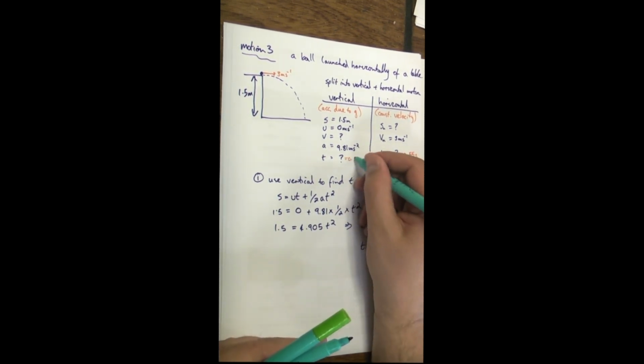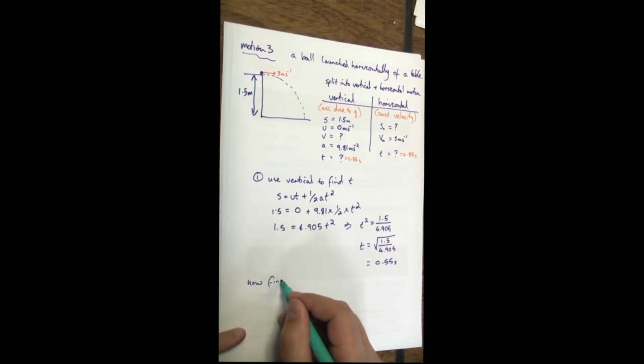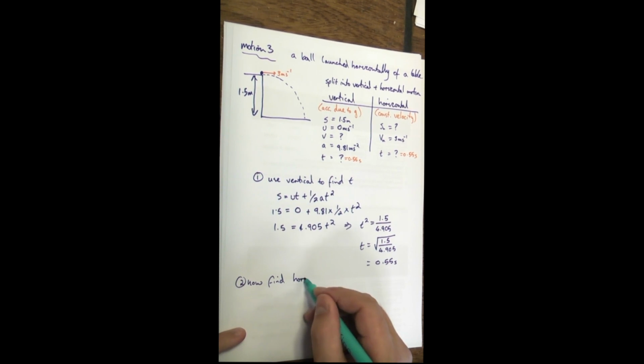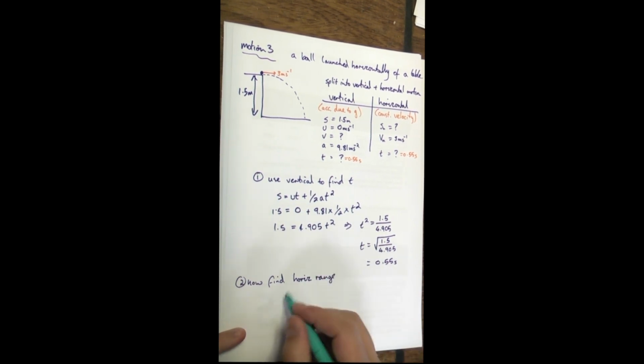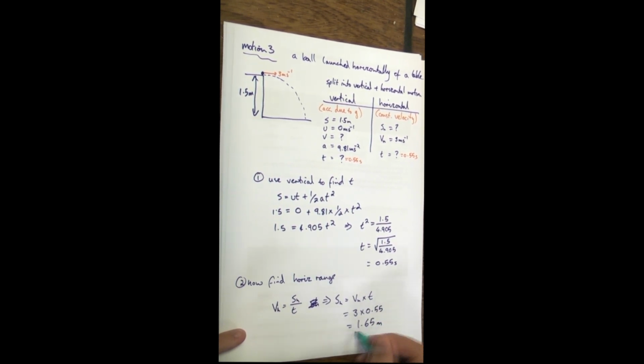Now in the horizontal motion, we've got 2 out of the 3, so we can find out the horizontal range now. So again, it's constant velocity, so we don't use suvat, we just use velocity equals displacement over time. So s_H, the horizontal displacement, equals v_H times t, which is 3 times 0.55, which is 1.65 metres.